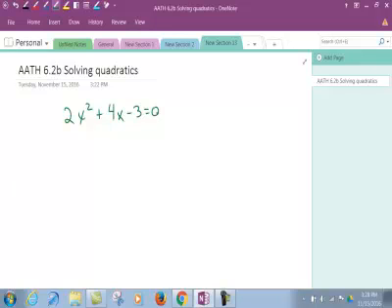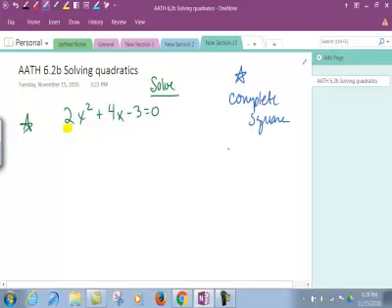So here we go. Your job now is to solve the quadratic on the screen using completing the square. What you'll notice that's different here is the 2 in front of the x squared. I'm going to put a big star here, and you have to remember this: the only time you can complete the square is if the leading coefficient equals 1. It's not equal to 1, so we have to make it equal to 1.